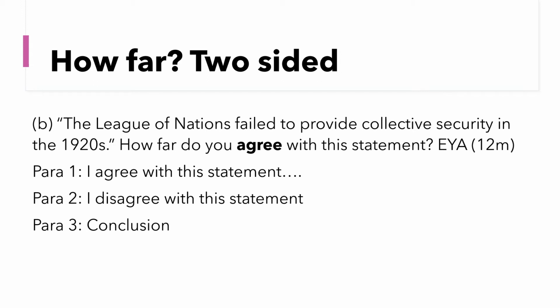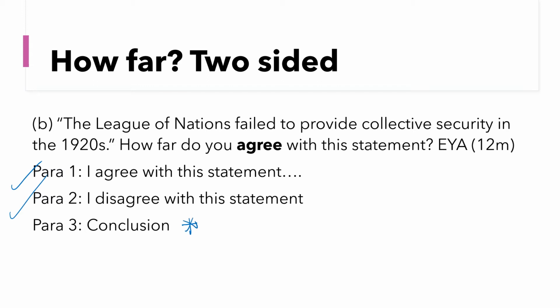to provide collective security in the 1920s. How far do you agree with this statement? Again, this question requires you to look at a yes or no. All right, so you must answer a yes or no. Again, conclusion is in the event that you do have the time.